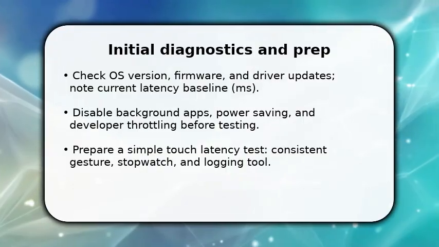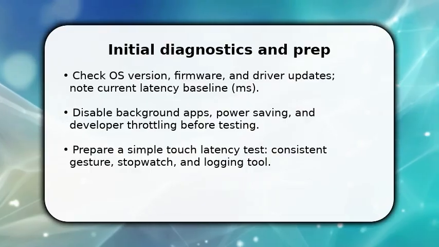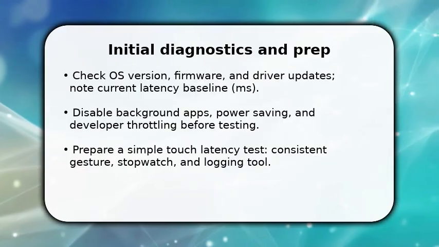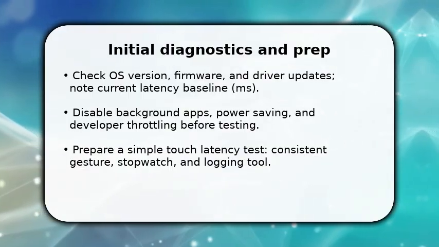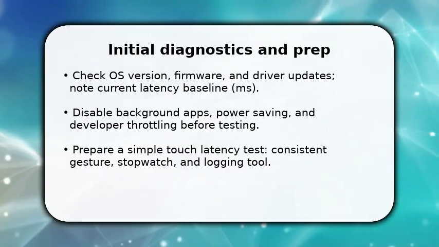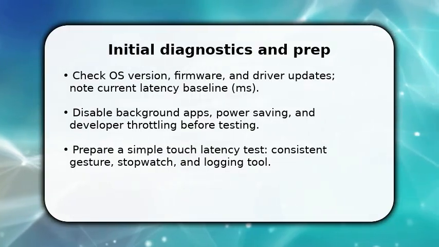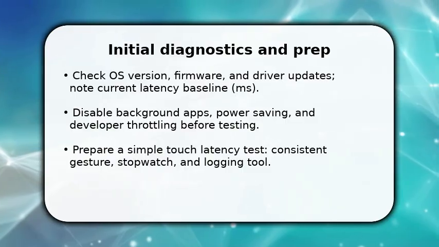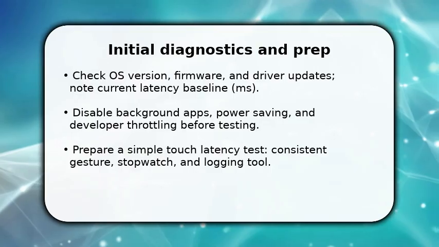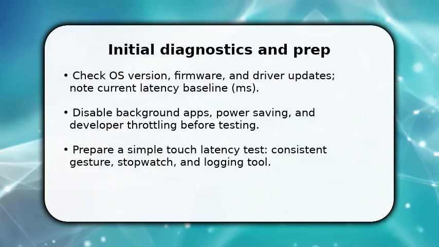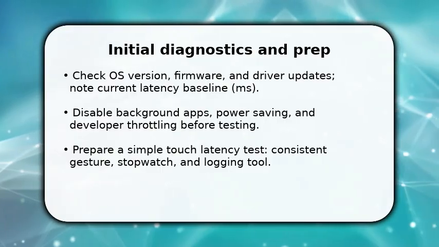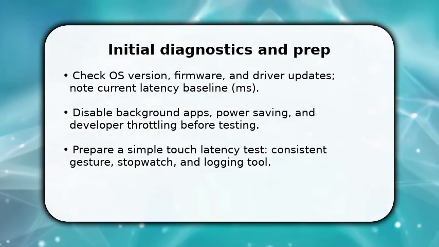You start by measuring where the delay comes from and collecting version details so you know what to change first. Run a quick latency baseline with a simple touch test while you disable background apps and power saving. Once done, check firmware and driver updates and log the exact ms numbers. Make sure to enable developer stats only when measuring, otherwise leave it off. This prepares the device so every subsequent change shows a real improvement and not random noise.